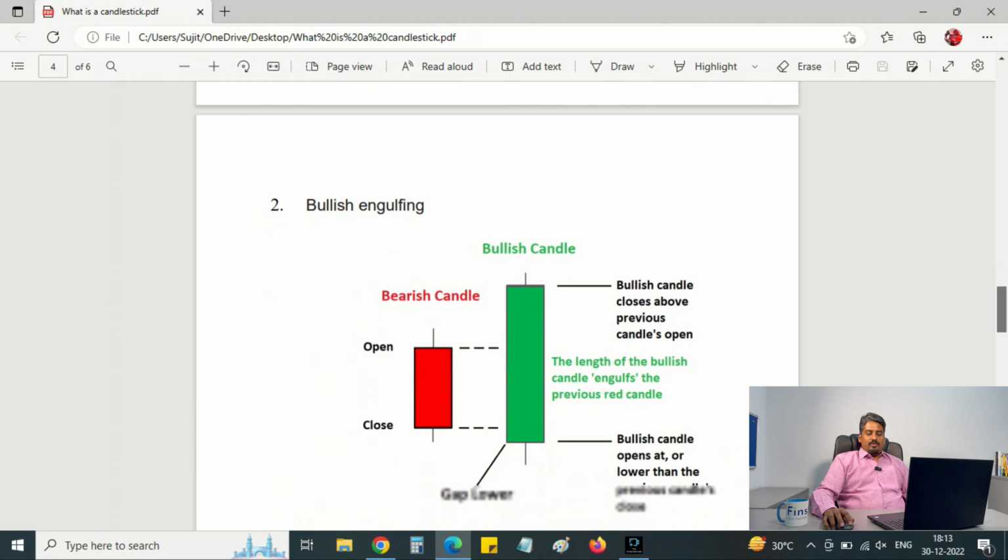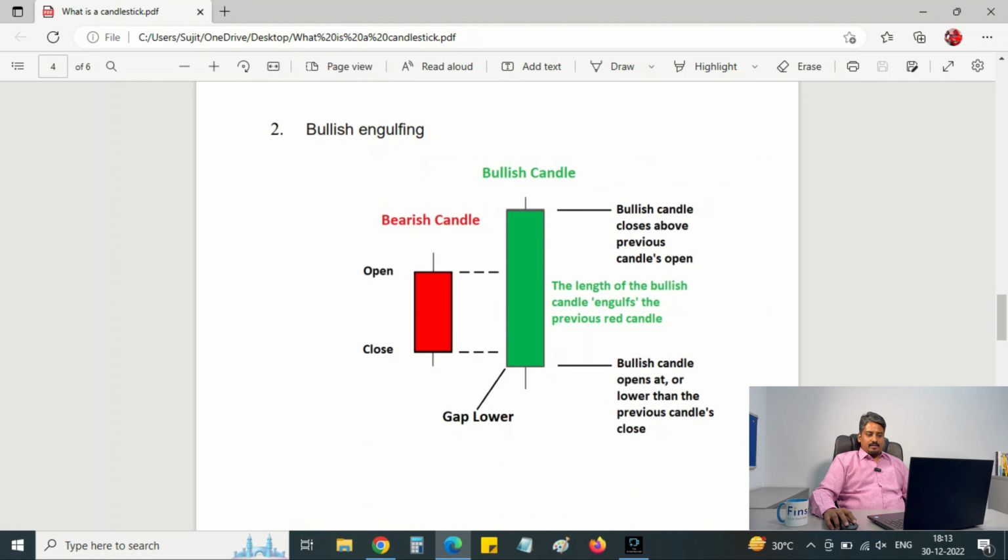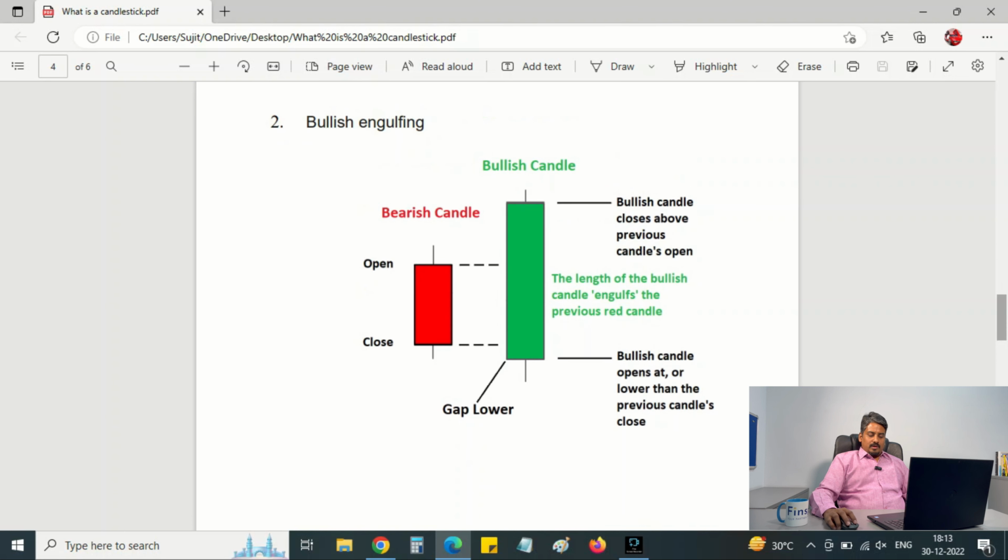The second, and one of the most common patterns which the bulls like to see, is the bullish engulfing candle. Now, what is a bullish engulfing candle? Bullish engulfing candle simply means this green candle, or the bull candle, engulfed the previous red candle, correct, or the previous bearish candle. As you can see in this chart and on this page, it is clearly mentioned, right? This was a bearish candle. The open price was here. The close price was here.